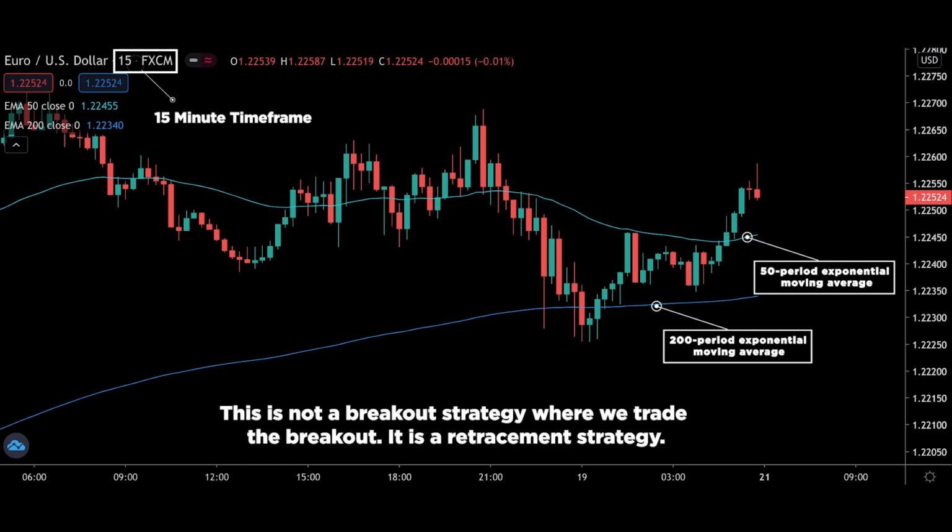This is not a breakout strategy where we trade a breakout. Rather, this is a retracement strategy where we wait patiently for price to retrace to the exponential moving average and look for signs to get in at the best level possible.